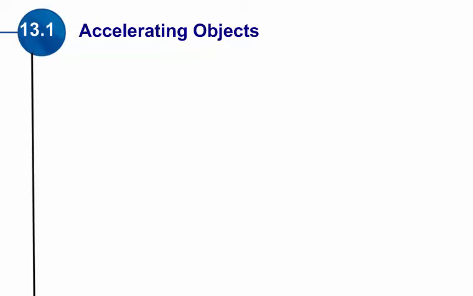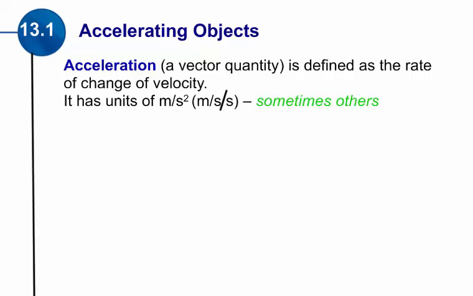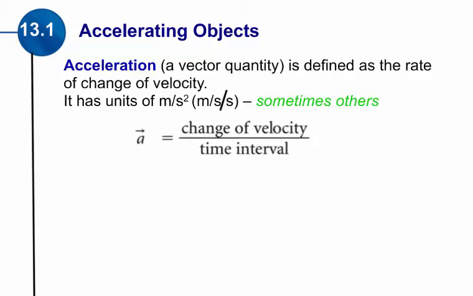So let's look at accelerating objects. And acceleration is just a vector quantity. Acceleration is really just defined as the change in velocity. Now this acceleration has a unit of meters per second squared, which is really just a meter per second per second. That's where we get the meters per second squared. Now we sometimes use other units as well, but that's the unit we're going to use for most of physics.